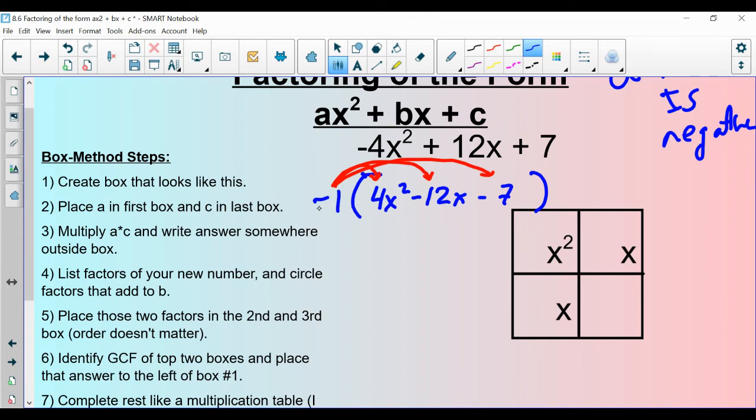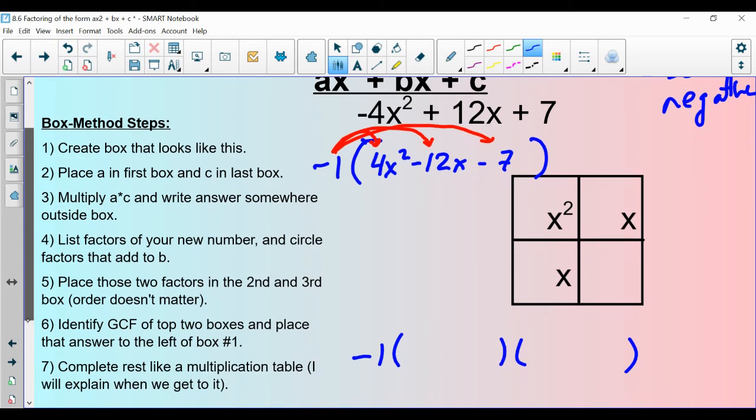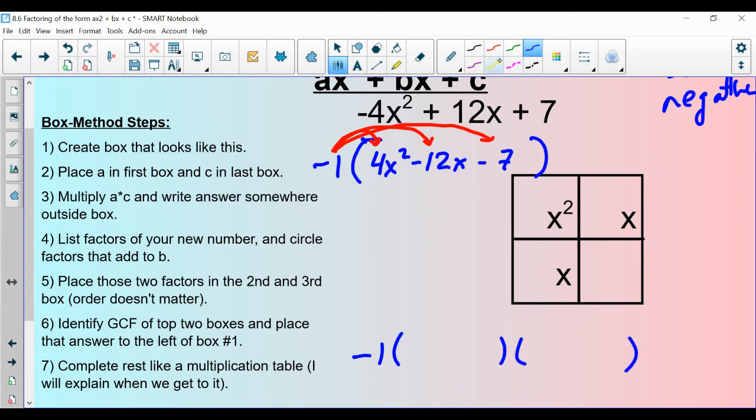And now we're going to kind of disregard the -1. It's still going to have a -1 in my final answer. It's going to look like this, or a -1 or just a negative sign. They're both the same. But that's going to be the effect of that negative sign. We're now going to be factoring this statement. So 4 is going to go in the first box, and -7 is going to go in the last box.